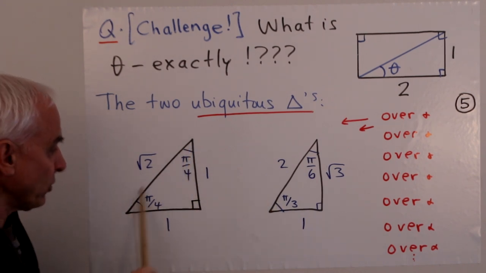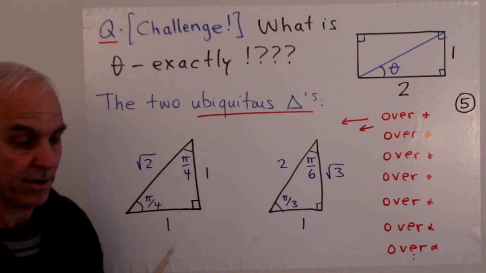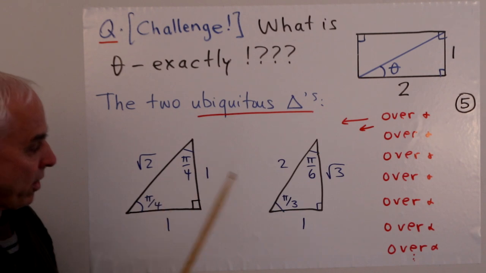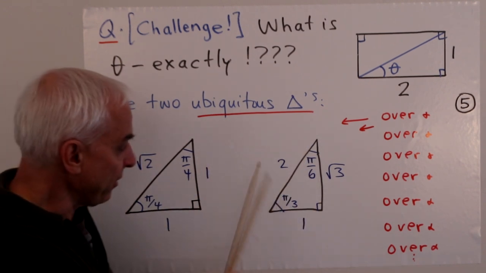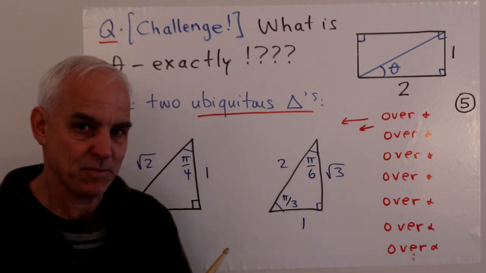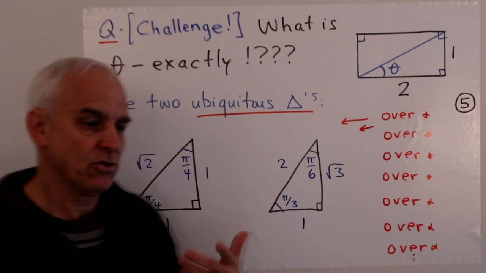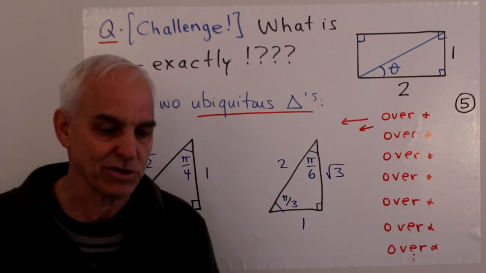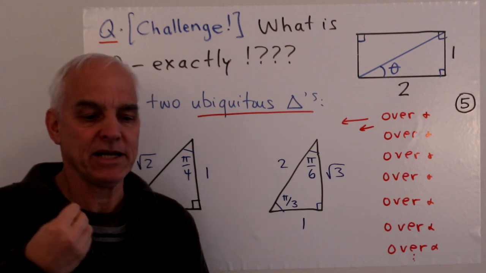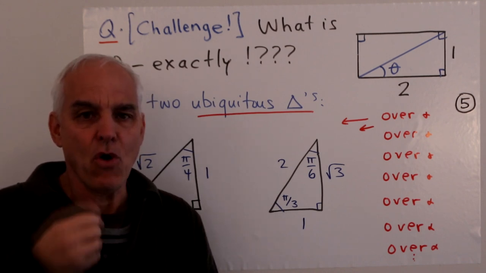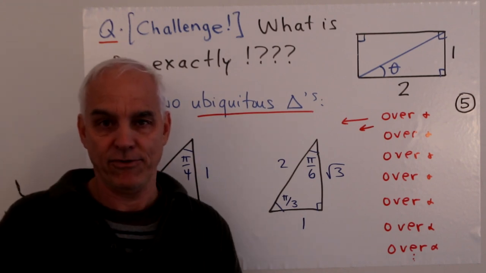The 1, 1, root 2 triangle with angles of pi by 4 and pi by 4 in the radian system, or the 1, 2, root 3 triangle with angles of pi on 3 and pi on 6 in the radian system. These are basically the only two triangles that high school students and also undergraduates are comfortable dealing with in terms of knowing what the relations are without calculators or trig tables.